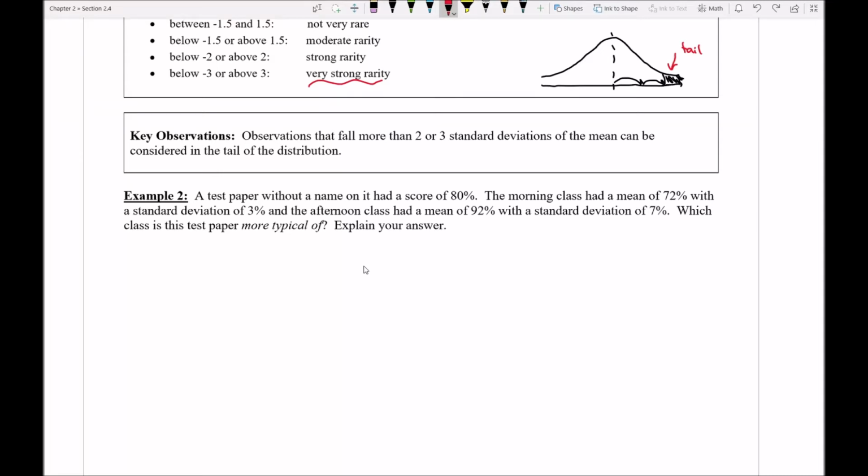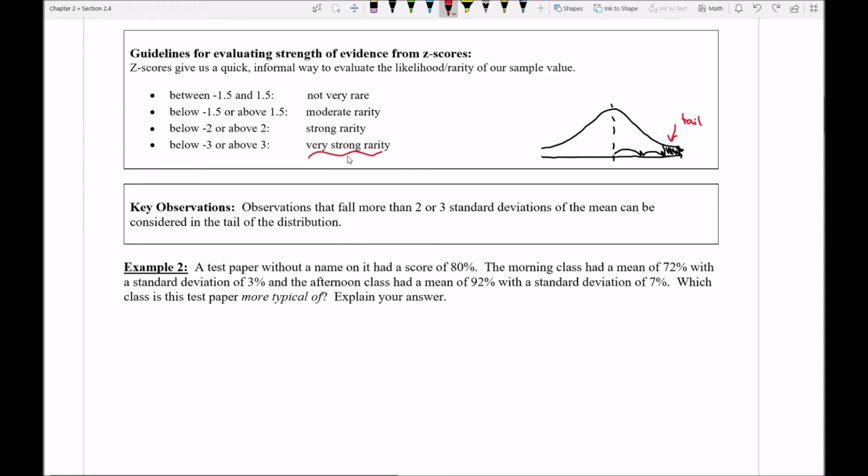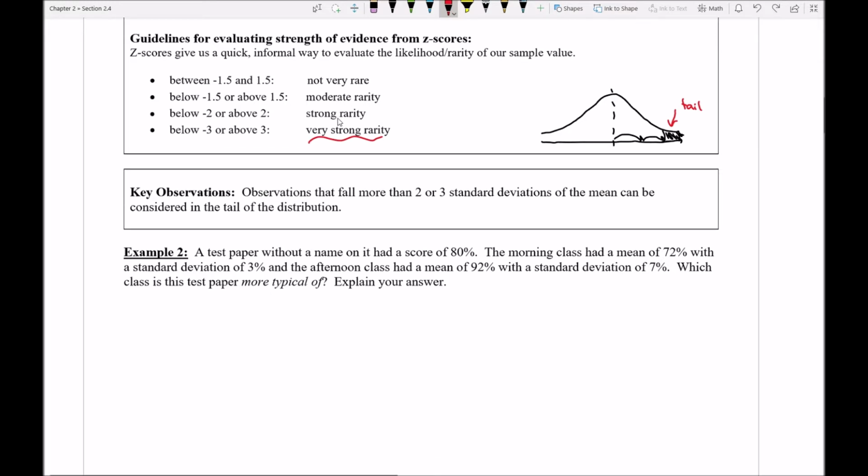Now let's take a look at example number 2. Again, our goal here is going to be to try to understand how we can use the idea of z-scores to not only measure rarity, but to also understand when something is not very rare. So let's see what we have here.